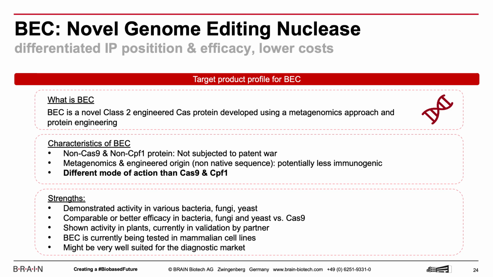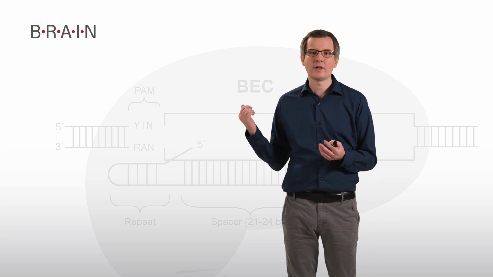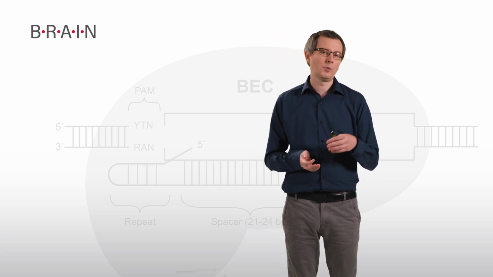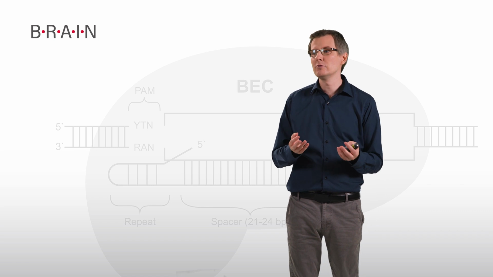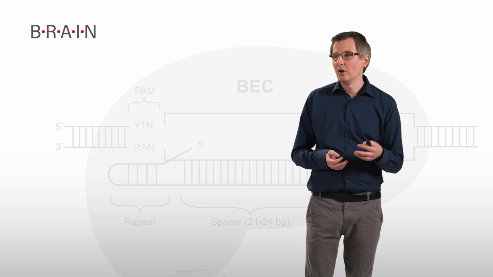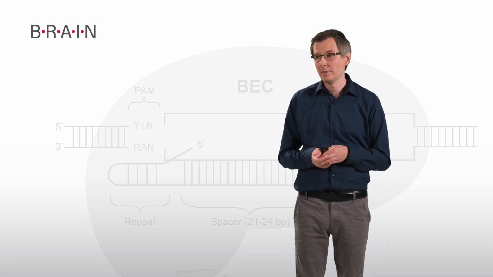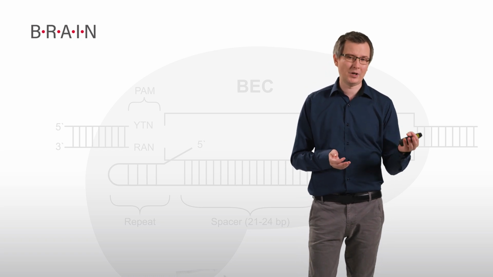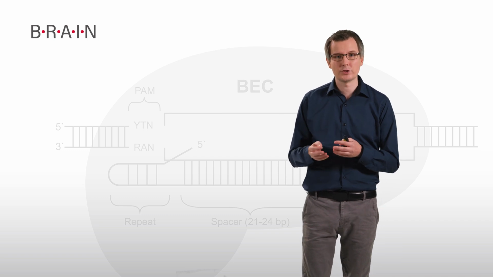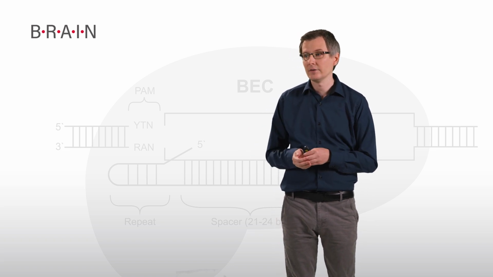Furthermore, we were already able to show that it has a different mode of action compared with Cas9 and Cpf1, and I will show you 2 examples of this on the next slides. What are the strengths of our protein? We have already done experiments and were able to prove the activity in various bacteria, fungi, and yeast cells. On top of this, we have comparable or even better results when we compare to Cas9. We were able to show first activity in plant cells together with our partner and are currently evaluating these results to show that we are able to use the BEC protein for genome editing in plants.